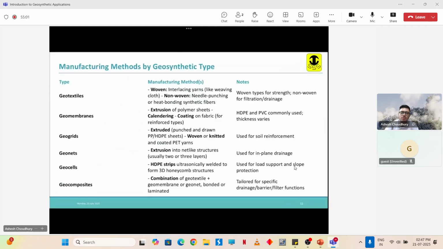Next we have geomembranes. We already discussed geomembranes. How are they made? Geomembranes are nothing but plastic sheet kind of thing. Those are made from extrusion of polymer sheet, and we have a process of calendering. Then we coat that sheet. There is another process called coating. These methods are already discussed in detail in the book, so please go through it. HDPE and PVC are commonly used, and the thickness also varies.